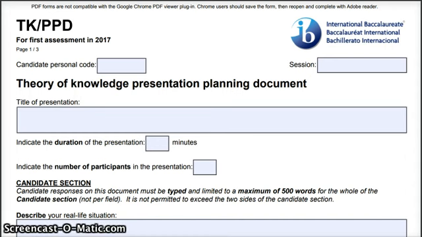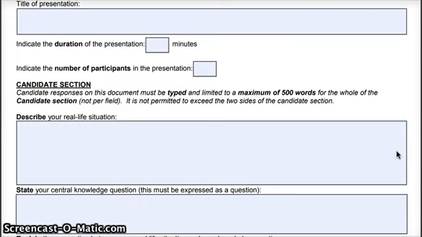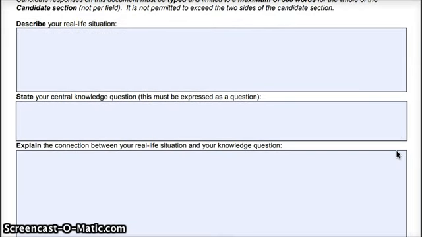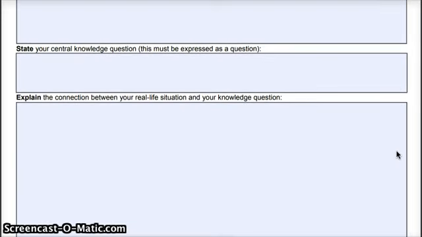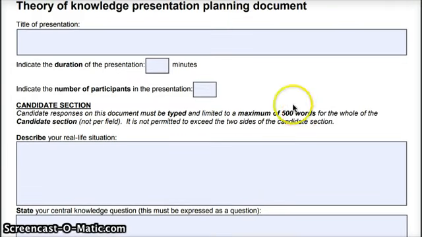Let's also just take a quick look at what the form looks like. This is the TKPPD as you're going to get it in PDF, editable PDF format, or probably we would encourage you to be filling it out in ManageBac. You can see here you've got describe your real life situation, state your central knowledge question, explain. All of this has to happen in under 500 words, okay?